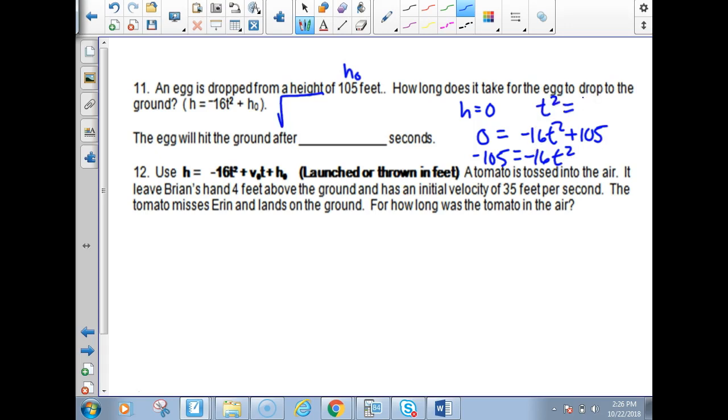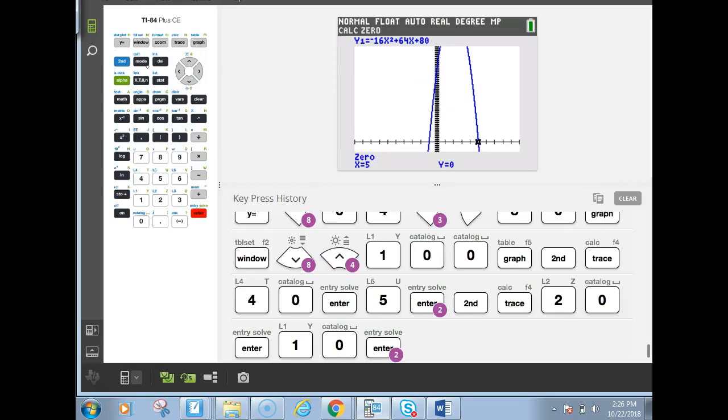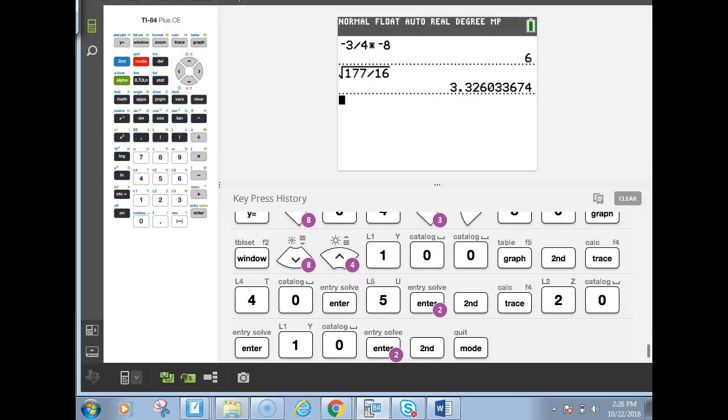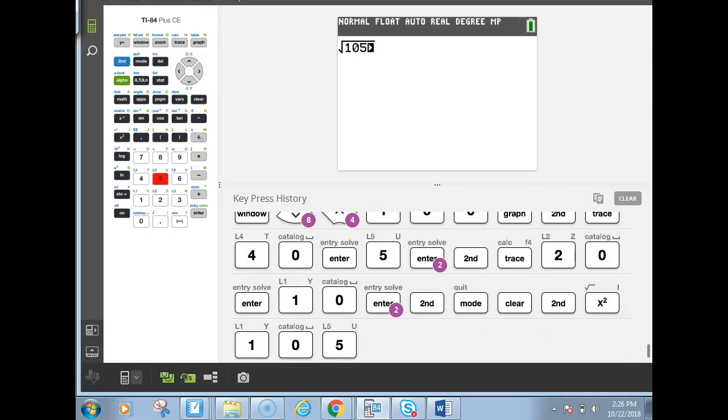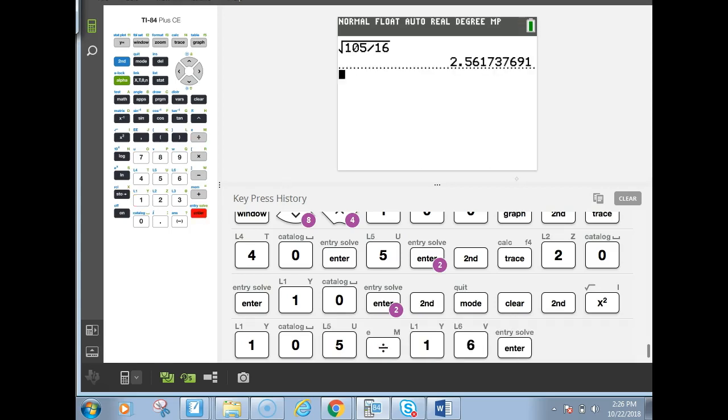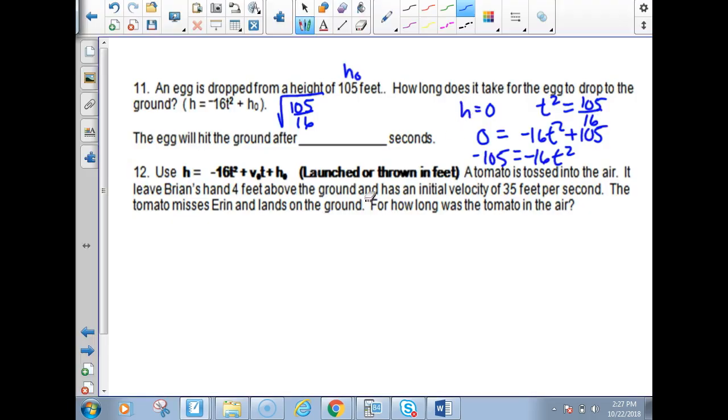T squared equals 105 over 16. A negative divided by negative would be a positive. So we're going to do the square root of 105 divided by 16. That is plus or minus, but in this case, it's about time, so we only want the positive answer. 2.56 to the nearest hundredths.